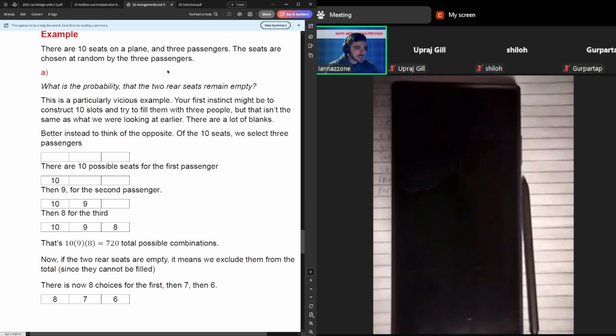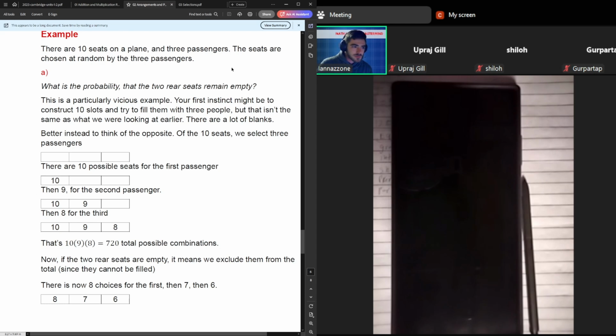Okay, so in this example here, we have 10 seats on a plane and 3 passengers. Seats are chosen at random by those 3 passengers. The question we're being asked is, what is the probability that the 2 rear seats remain empty? That can kind of suck as a question.